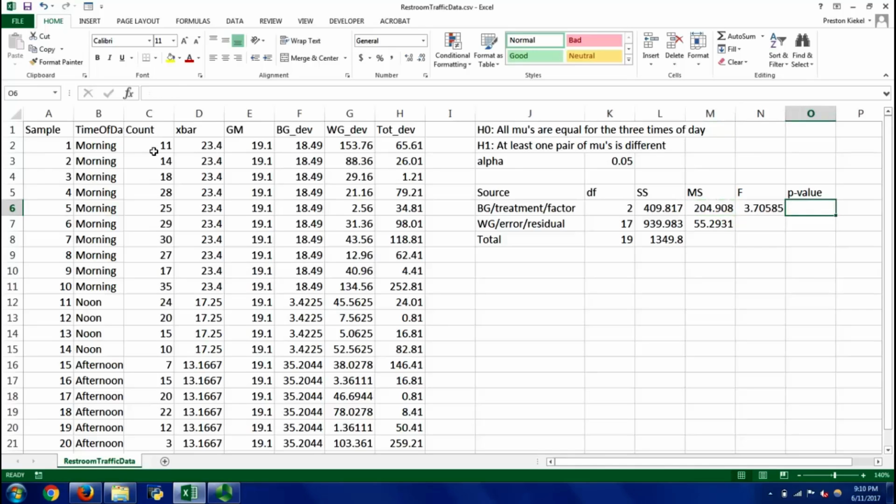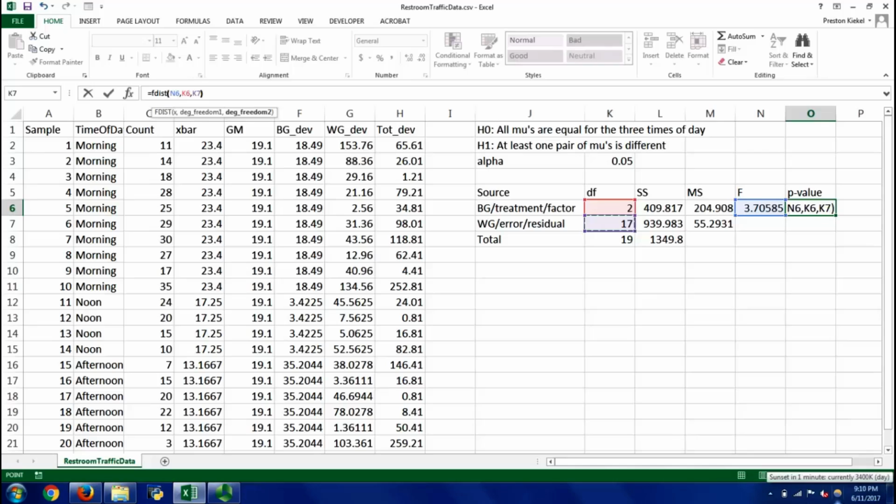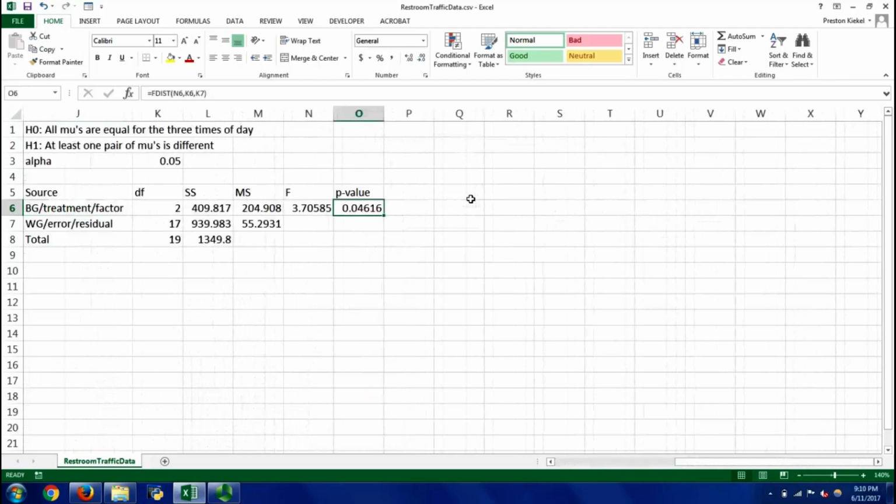So the last step is to get my p-value. Since this is an F test statistic, that means I'm going to use the F distribution, equals F.DIST. Open parenthesis, choose the F, choose the degrees of freedom treatment, and then choose the degrees of freedom error. Close the parenthesis, and hit enter. Now the p-value is 0.046. Here's what that formula is. Treatment df, error df. And that's how we do it.